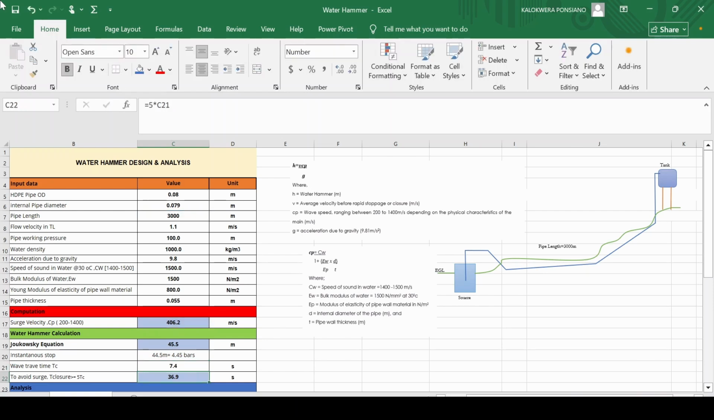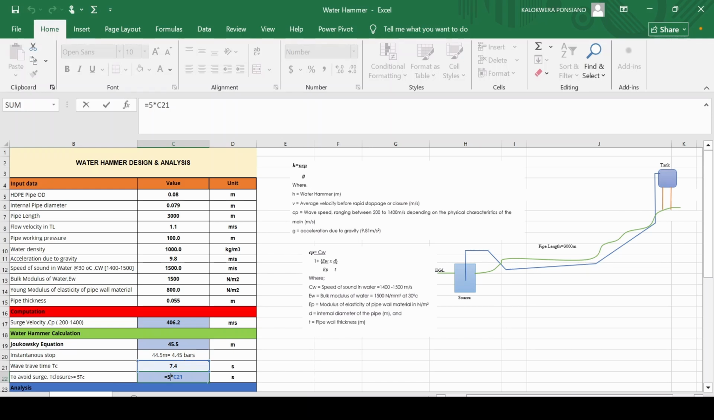Now to avoid any surge in the system, we have to make sure that the closure time, or TC, is equal to or greater than 5 TC. So the closure time of the valve should always be greater than 5 times the wave travel time. So here we multiply 5 by the wave travel time, which is 7.4. It gives us a value of 36.9.